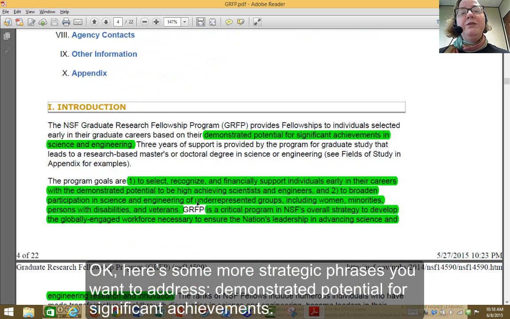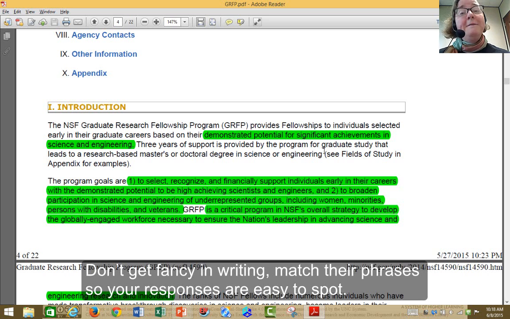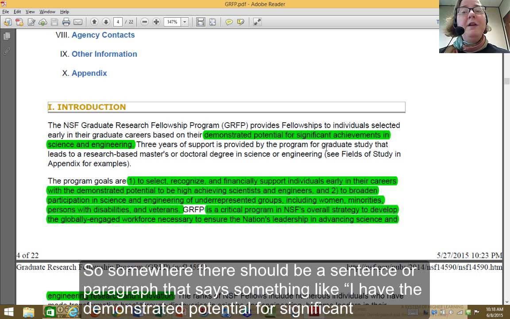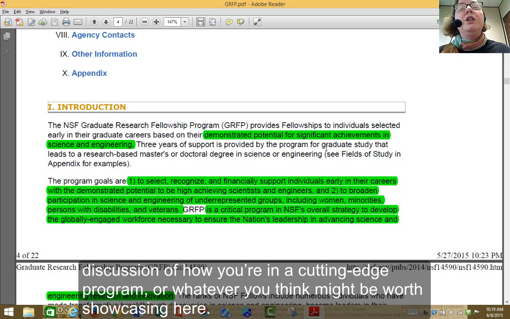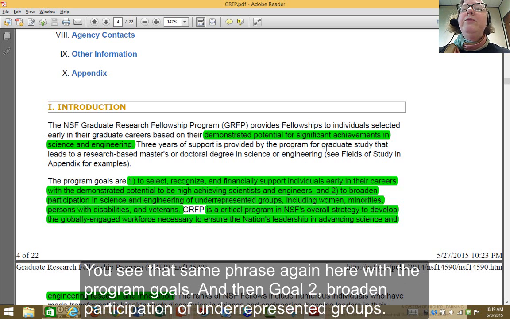Okay, here's some more strategic phrases you want to address. Demonstrated potential for significant achievements. Don't get fancy in writing. Match their phrases so your responses are easy to spot. So somewhere there should be a sentence or paragraph that says something like, I have the demonstrated potential for significant achievements in science based on my, and then go on with some successes or some work experience or history or resume highlights or maybe discussion of how you're in a cutting-edge program or whatever you think might be worth showcasing here. You see that same phrase again here with the program goals.